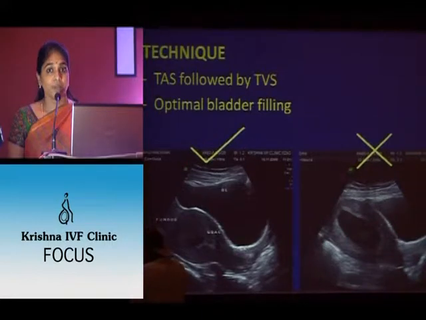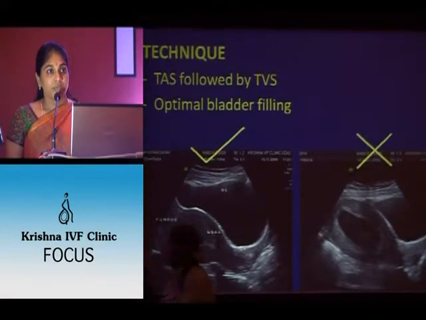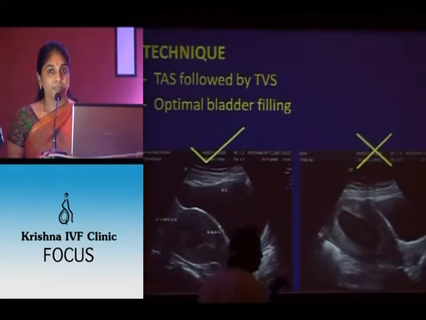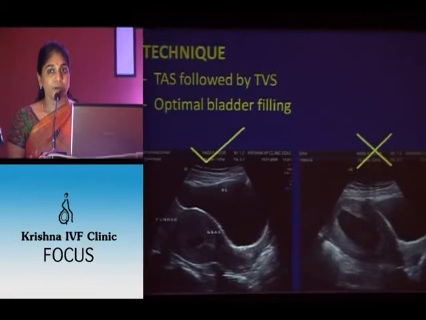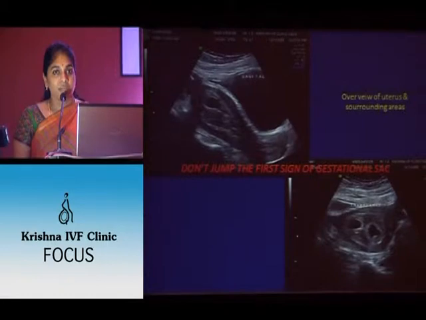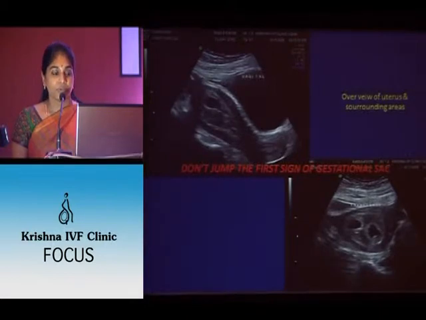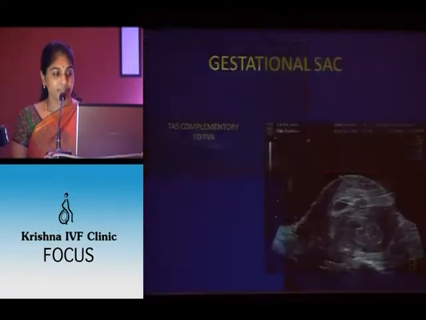What actually does this optimal bladder filling mean? The bladder should be full up to the fundus of the uterus. This should not be difficult for an early pregnant lady, because usually the problem is nausea and vomiting. So once you see the uterus and the sac, don't jump into the first sign of the gestational sac. Instead, you have to see the overview of the uterus and the surrounding structures, and utilize the opportunity to see the true and false pelvis by transabdominal scan.